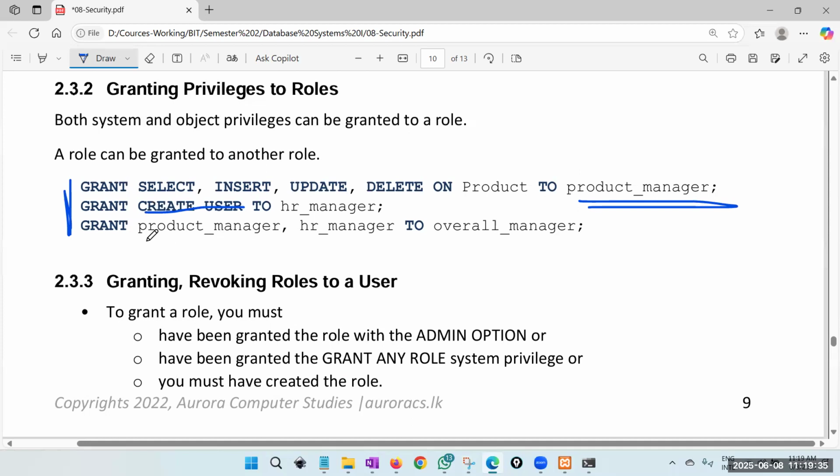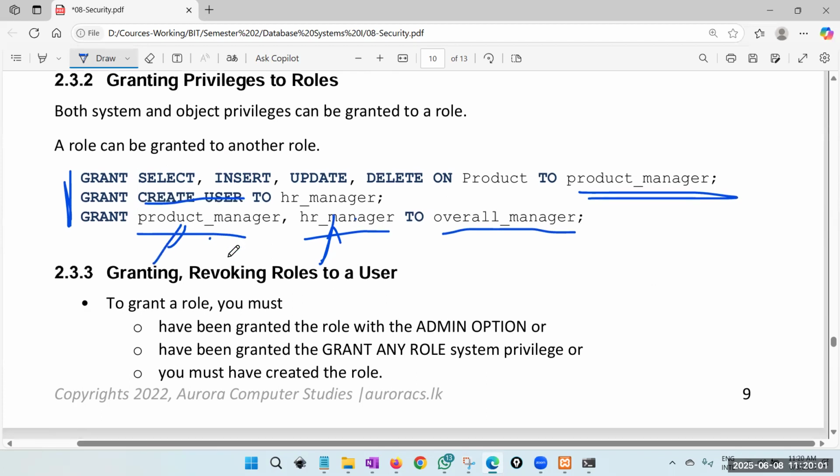And not only that, you can give some roles to another role. That means there are two roles called product manager and HR manager. Those two roles are assigned to another role called overall manager. So overall, if some user has the overall manager role, that user has all the privileges of HR manager and product manager.